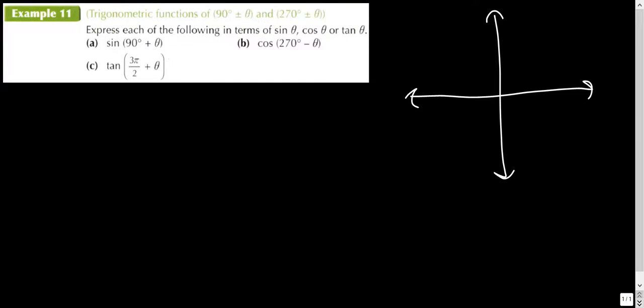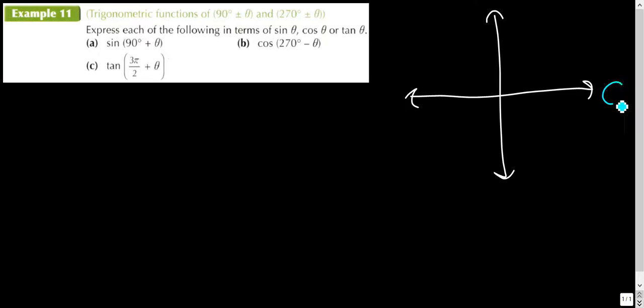Example 11 is asking us about what happens if we add an angle to 90 or 270. How does that mess with stuff? It's going to be a lot different than what we've seen before because those parts shift in a different way. They have a different symmetry to what we're used to. So let's start with our angles.